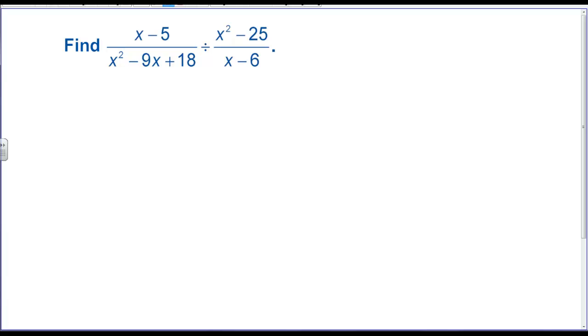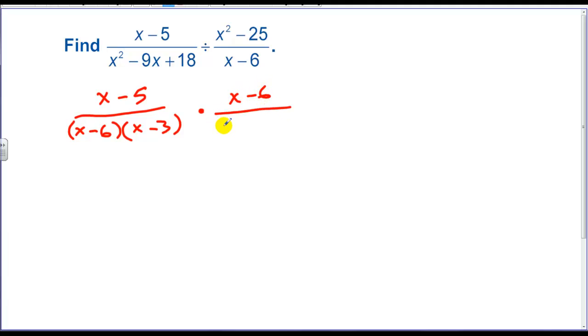Factoring is going to come back into play. We'll rewrite while we factor. So this denominator here goes to x minus 6, x minus 3. Going to multiply by the reciprocal, so I put an x minus 6 in the numerator. Denominator factors into x plus 5, x minus 5 because that's a difference of squares. Now I can multiply, reduce any factor that's exactly alike in the numerator and denominator. So I go ahead and do that.